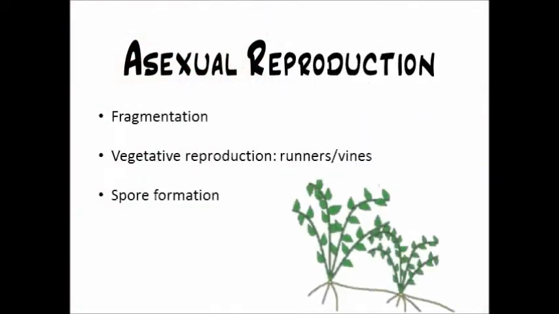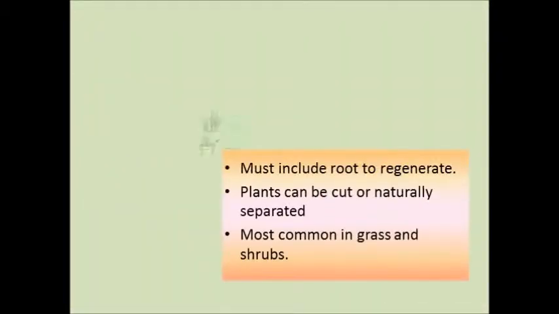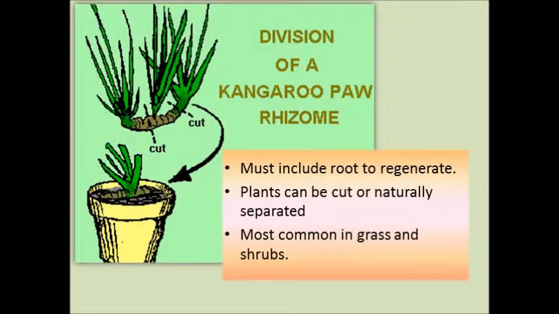There are several methods of asexual reproduction, including fragmentation, vegetative reproduction, and spore formation. Fragmentation occurs when a broken part of a plant separates and continues to grow into a separate plant. This occurs mostly in grasses, and only if there are roots still attached. Kangaroo paw is an example of a plant that has adapted to survive being broken into pieces through regeneration.